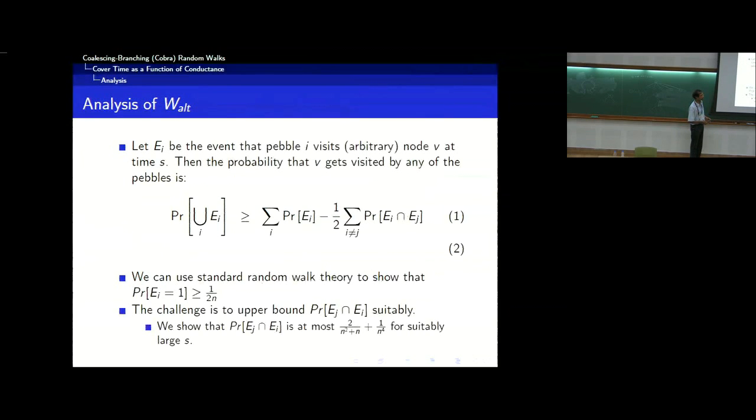I'll go over this relatively fast. We associate an event E_i with the event that pebble i visits node v at time s. Then the probability that v gets visited by any of the pebbles is the probability of the union of these events. The union bound is the sum of the probabilities of the individual events minus the intersection of the events. Standard random walk theory can handle each of the individual pebbles, but the challenge is to bound the intersection term. And now this is the version where you're looking at two distinct pebbles, right?